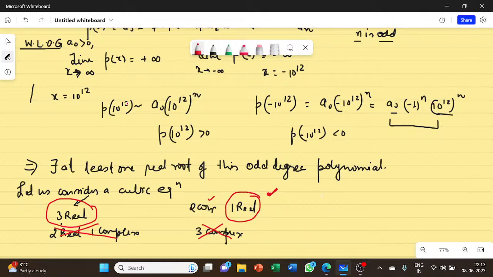Whenever you have an odd degree polynomial, you clearly know that it will go towards infinity as x tends to infinity, and towards minus infinity as x tends to minus infinity. So obviously, since it is a continuous function, it is going to cut somewhere, at least at one point. This is what our intermediate value property guarantees us. Whenever your function is continuous and changes its sign from negative to positive, there will be at least one intersection on the x-axis, or at least 1 real root is guaranteed. Okay, is that clear?